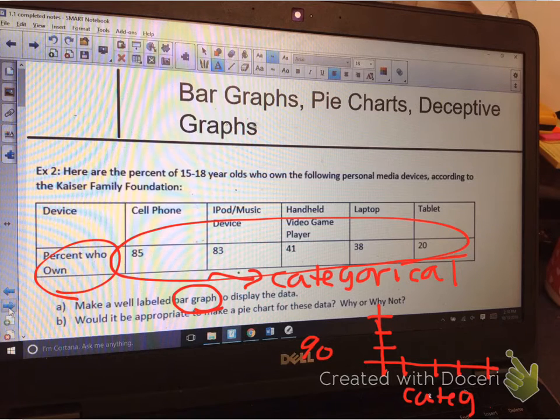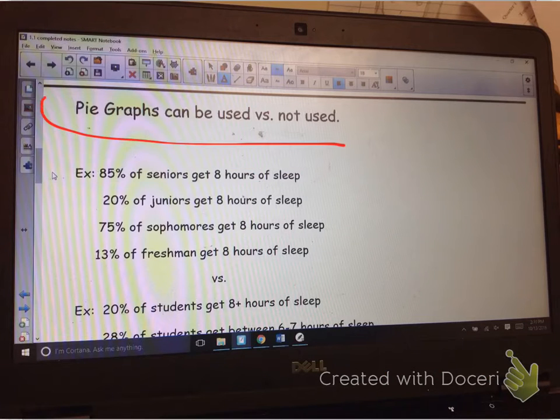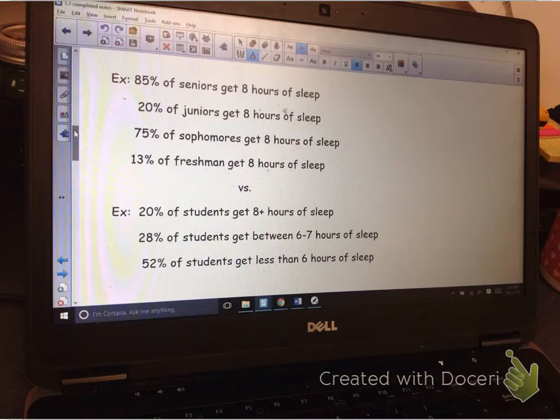Now I want to talk more about this. Please write this down and then pause it. Pie graphs can be used versus not used, and I have 2 examples for us. So get that down, and I'm going to go to the next page.